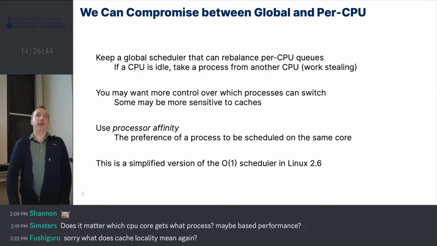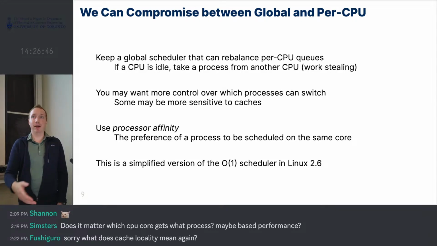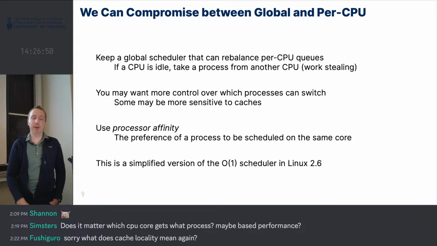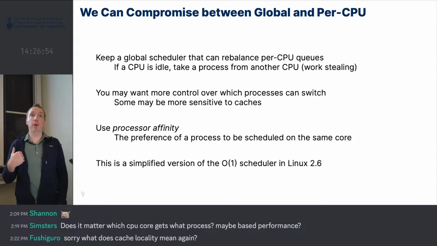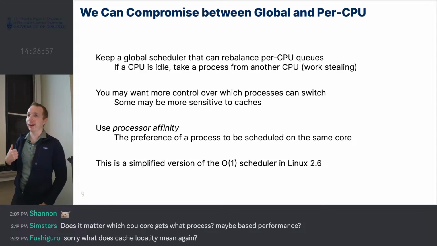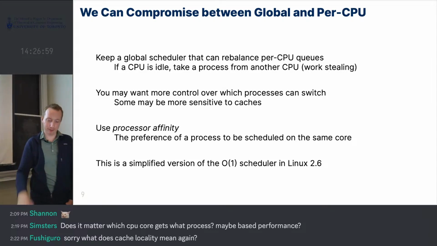So that algorithm, having a global work stealing scheduler, is a simplified version of what the scheduler was in Linux 2.6. So we're getting more modern by the second here.